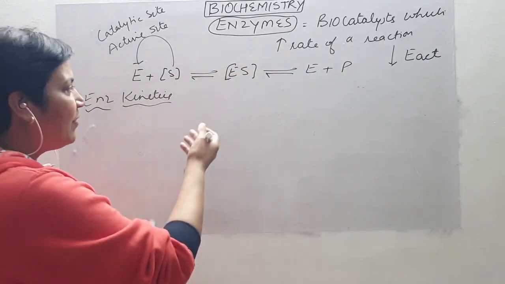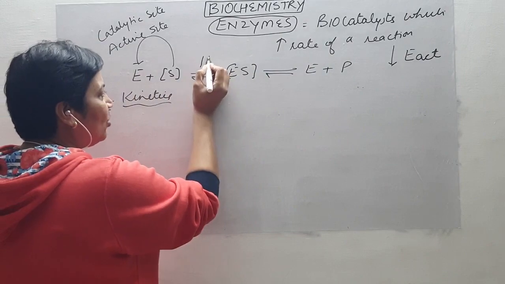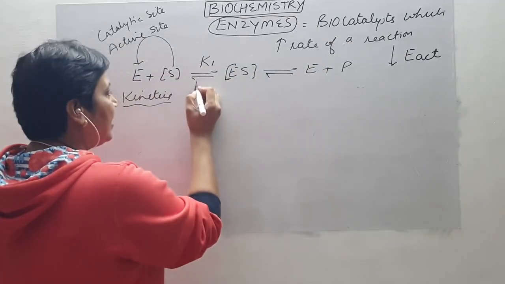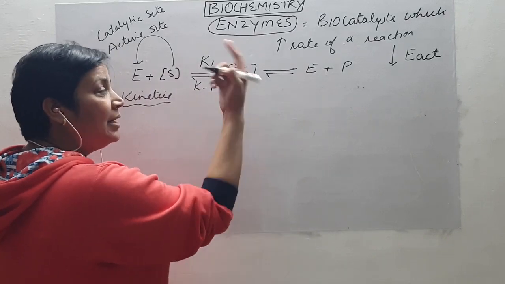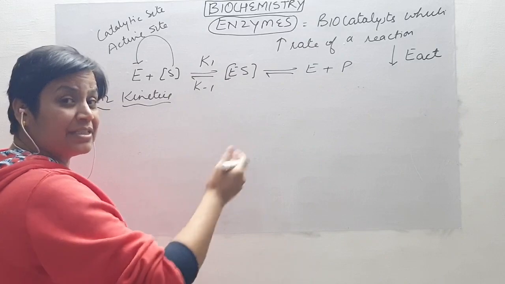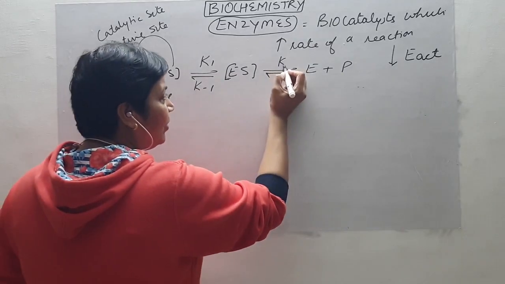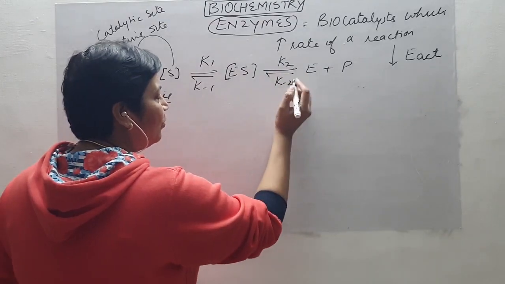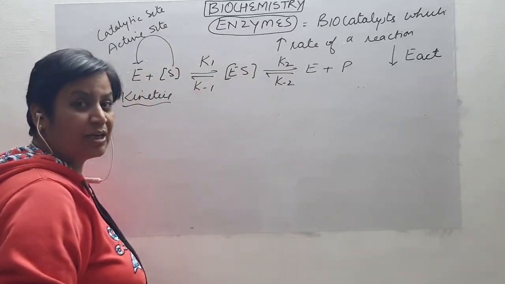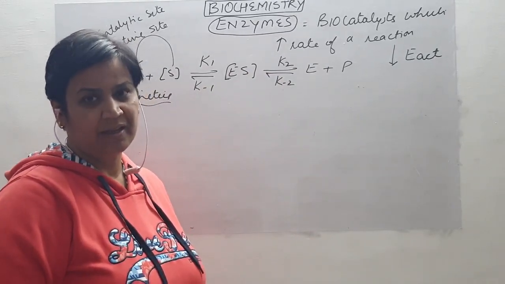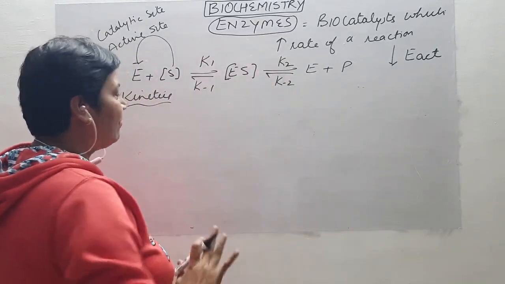So if we have to define the rate constants here, K1 would be the rate of formation of ES, K minus 1 would be the rate of dissociation of ES back into enzyme and substrate. K2 will be the rate of formation of the product and K minus 2 would be the enzyme substrate complex which is not converted into the product. So this is how we are going to define this.